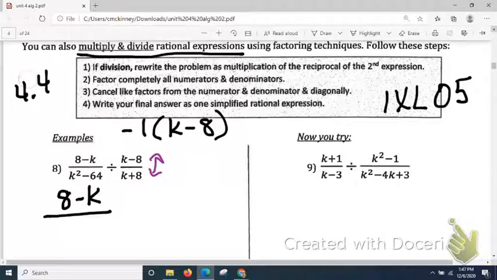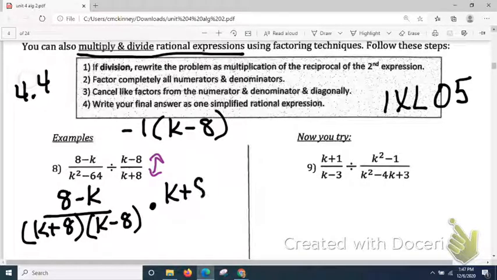The bottom is difference of squares, so that's a k plus 8 and a k minus 8. And then you see like, ooh, maybe I am going to want to do that. And then the second fraction is getting flipped over. It doesn't factor though, because they're already just binomials. But the k plus 8 ends up in the top and the k minus 8 in the bottom. And then I see that this k plus 8 and that k plus 8 can cancel out.